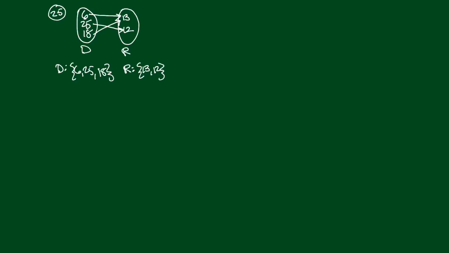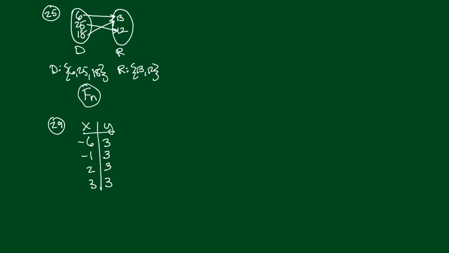So what do you think? Function, not a function? The 6 goes where? Only to 13. The 25 goes where? Only to 12. The 18 goes where? Only to 13. Now it turns out the 6 and the 18 both go to 13, but each element here goes to only one element over here. So I'm going to claim that this is a function.